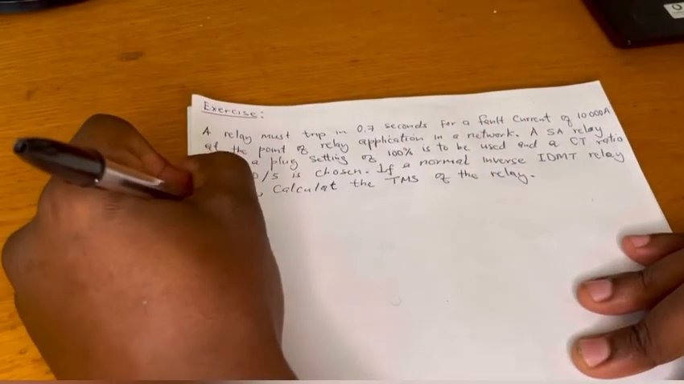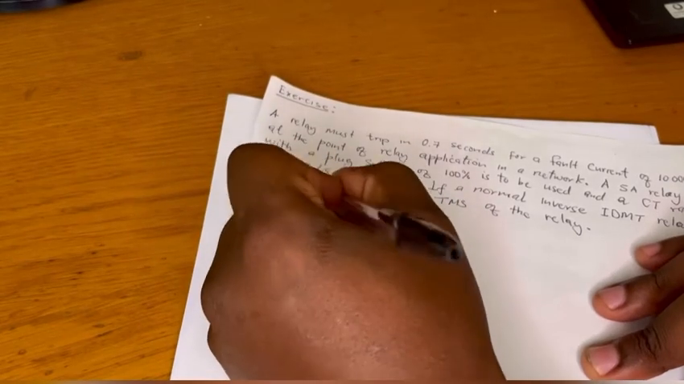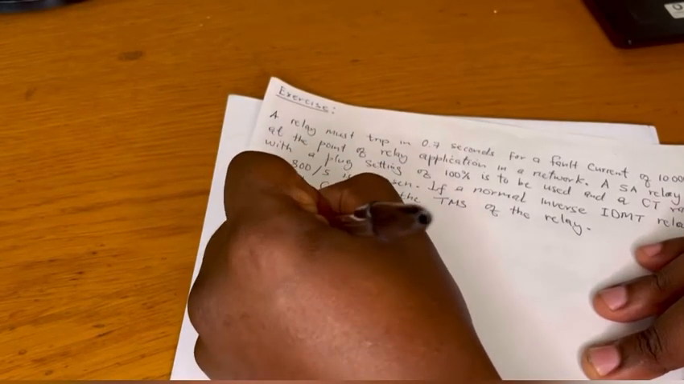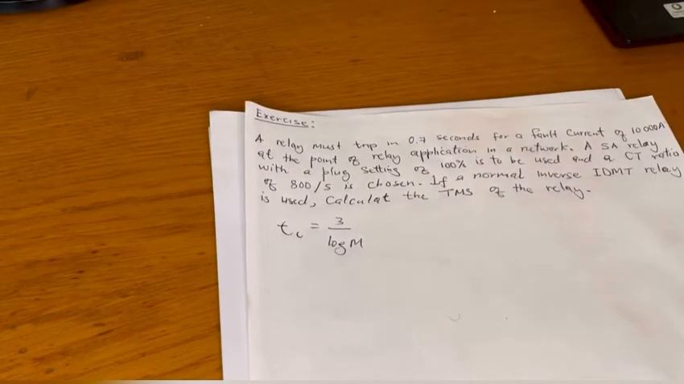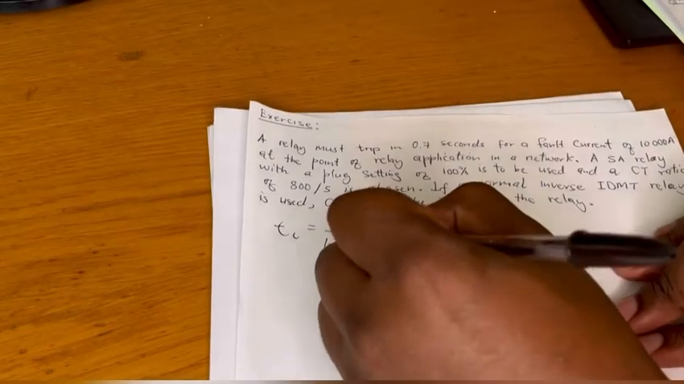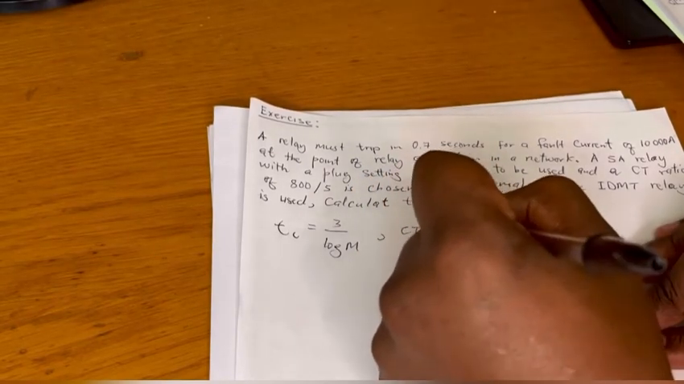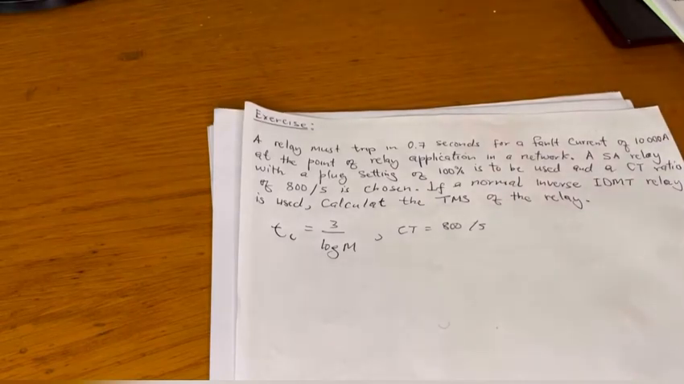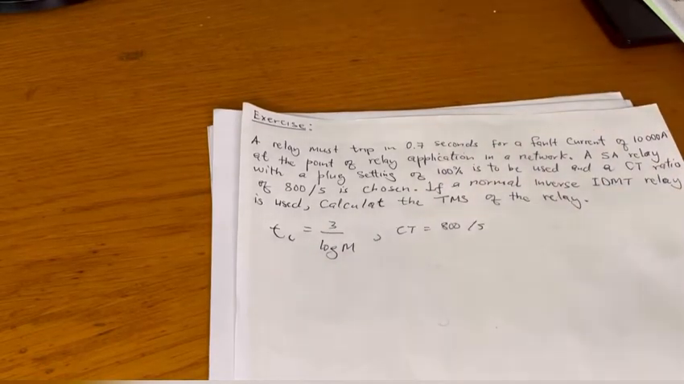It's going to be TC equals 3 over log M. That's the formula that you're going to use for the tripping time. Now, what else are we given? We are given the ratio. Let's put a comma in there. The CT ratio is 800:5. So we have that. For us to calculate the tripping time, we need to first calculate the things around the tripping time.